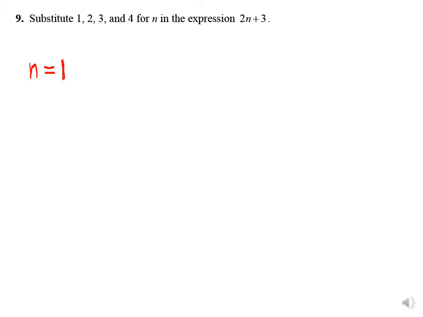If n is equal to 1, I'm going to plug that 1 into my expression here. So 2 times 1 plus 3. 2 times 1 is 2. 2 plus 3 is 5. So in that case, my answer is 5. We good? So now n equal to 1 corresponds to 5. Let me just keep on doing the rest of the way here.